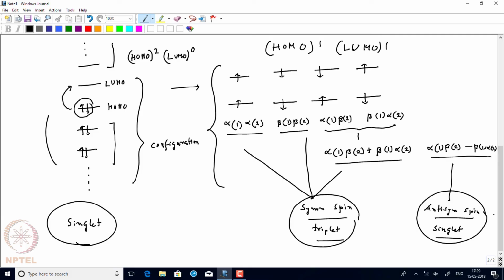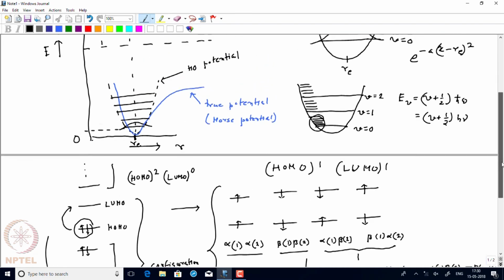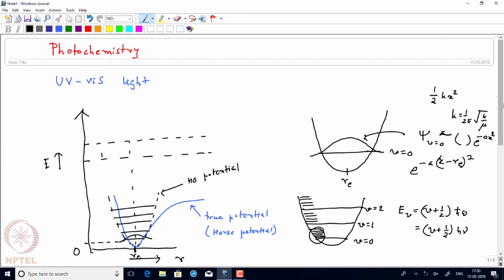So once I am promoting one electron from the HOMO to the LUMO, my bond order actually decreases, meaning I am having one electron in the anti-bonding orbital. So the total bond order, which is defined as the number of bonding electrons minus the number of anti-bonding electrons divided by 2, is a smaller number. So if I have one electron in the anti-bonding orbital and my bond order is decreasing, the bond length must increase, the equilibrium bond length.